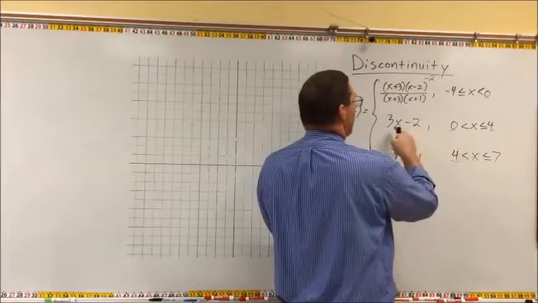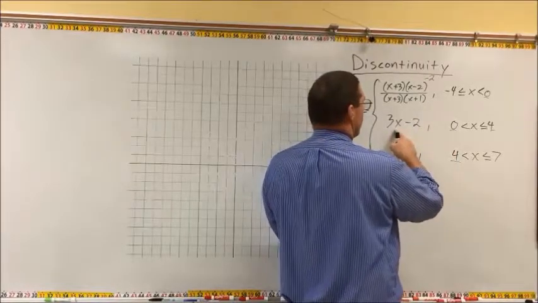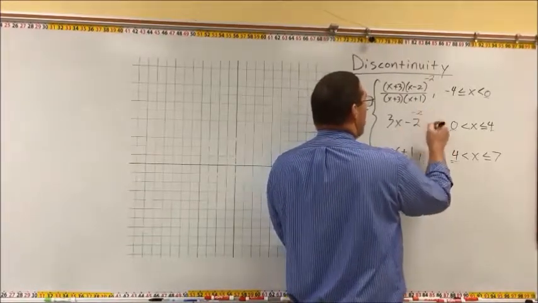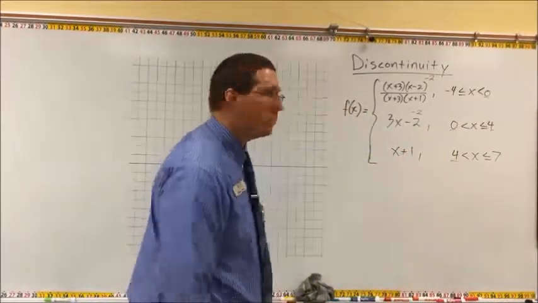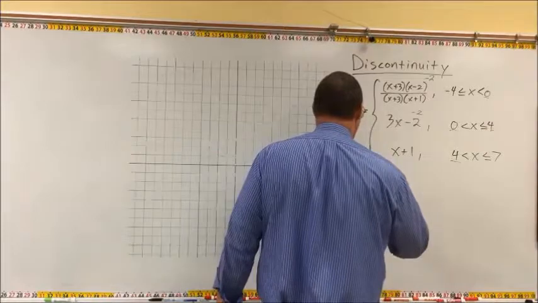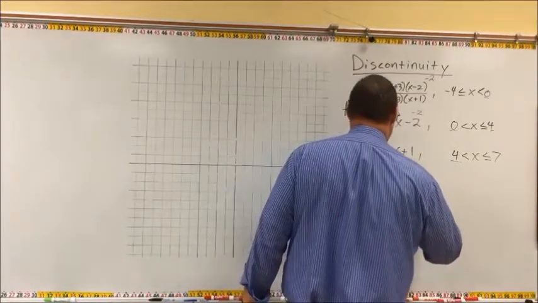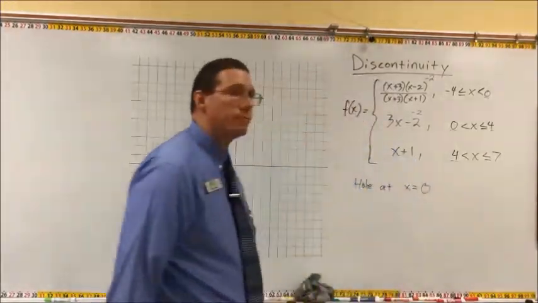What if I plug in 0 here? It's negative 2, right? So there is a hole at x equals 0. We could say, hole at x equals 0.